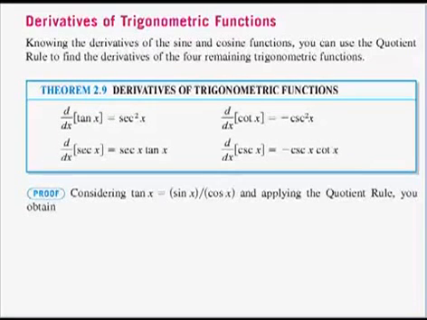Okay, in the last section we did learn the derivatives of sine and cosine, and since we know those, we can use those derivatives of sine and cosine and the quotient rule to find the derivatives of the 4 remaining trig functions. And these you just have to memorize. The derivative of tangent is secant squared. The derivative of cotangent is negative cosecant squared. The derivative of secant is secant times tan, and the derivative of cosecant is negative cosecant times cotan x.